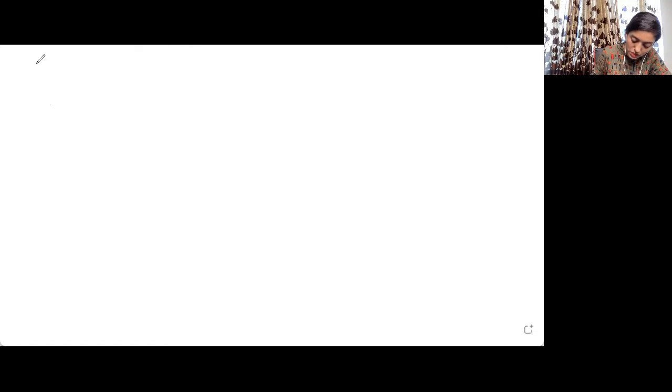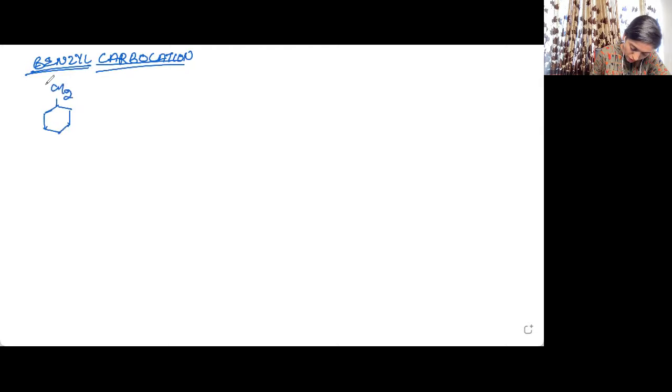Now we are moving into benzyl carbocation. In this case, we will be explaining the stability of this carbocation on the basis of resonance. Here the pi electrons are involved in conjugation with the positive charge. There is one bond distance between the positive charge and the pi bond of the ring, so it can move to this side.